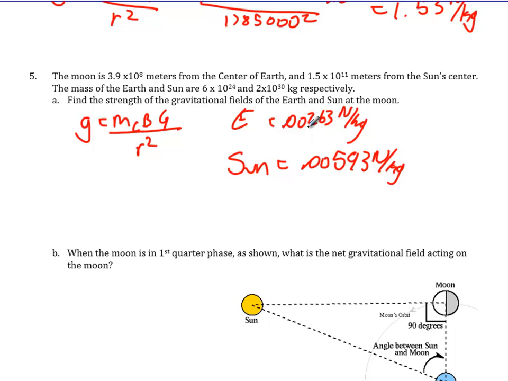why doesn't the moon orbit the sun instead of the Earth? The answer is it does, right? The moon orbits the sun. We just also happen to be in its field. So the moon orbits the Earth as it orbits the sun.